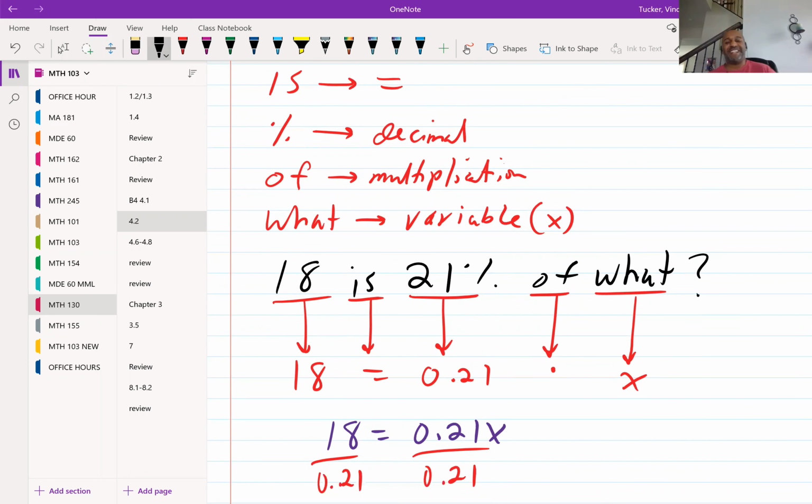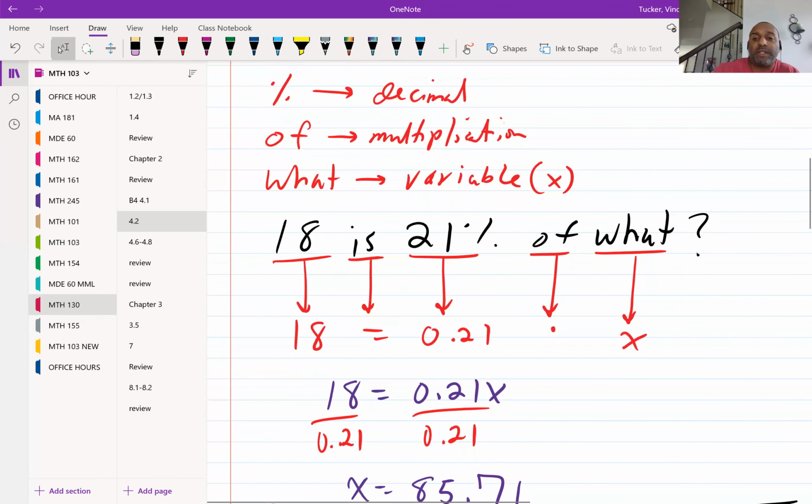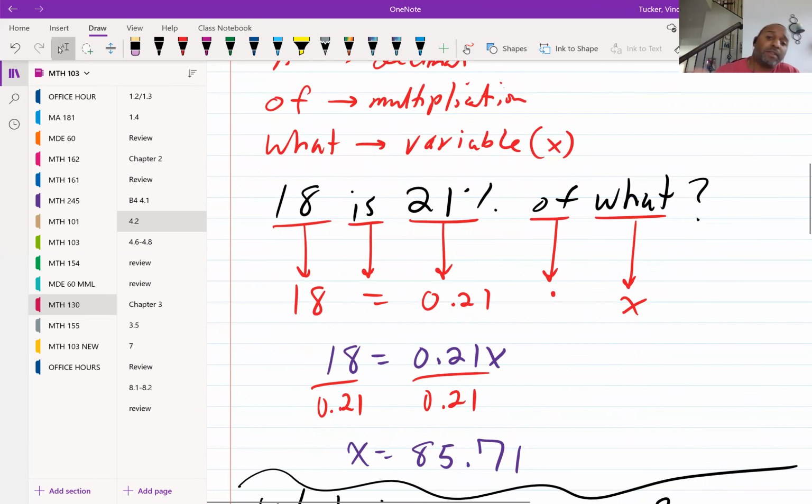I appreciate it. So once you set it up this way, that means 18 equals 0.21x. And now all you have to do is solve, or divide both sides by whatever's attached to x, because you want to get x by itself. So whatever's attached to x, divide both sides by that, which was 0.21 for us in this case, and that'll give us 85.71. Once again, MATLAB will let you know how many decimal places they want.